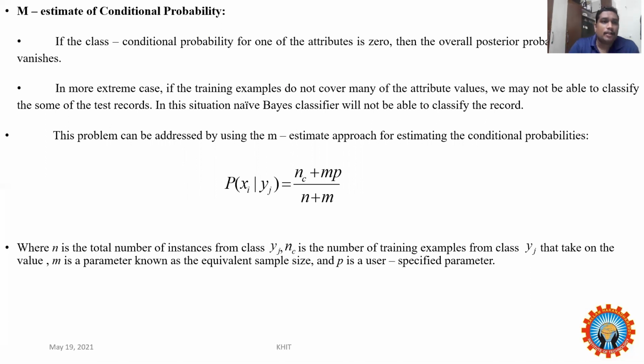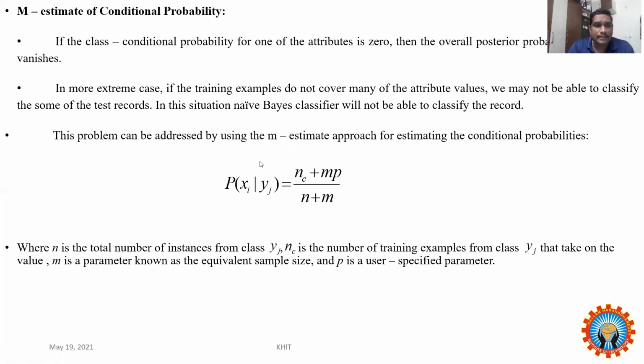Okay, right. M-estimate of conditional probability is used because if the class conditional probability for one of the attributes is 0, then the overall posterior probability for the class vanishes. Already we discussed this in the previous class.